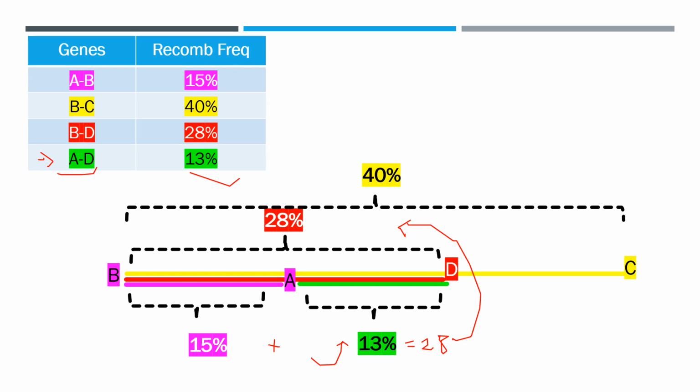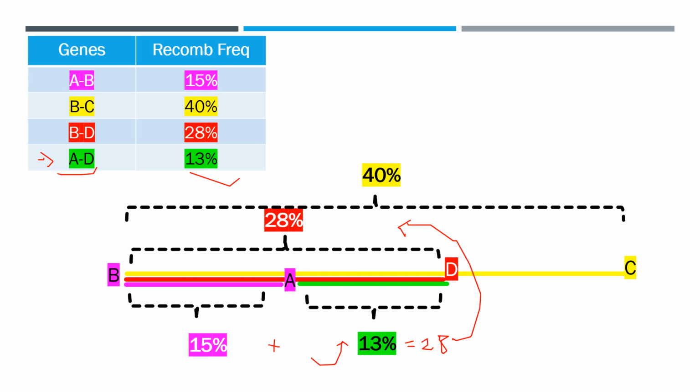On the other hand, if we have the other option, with A and B here, this will not match. It's impossible that the distance between A and C will be 13. So, in other words, this would be incorrect.